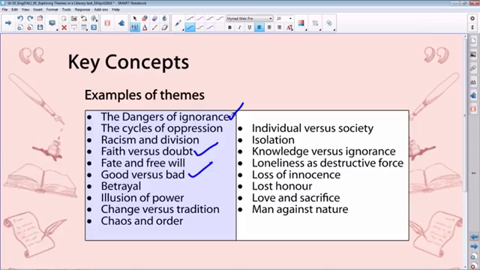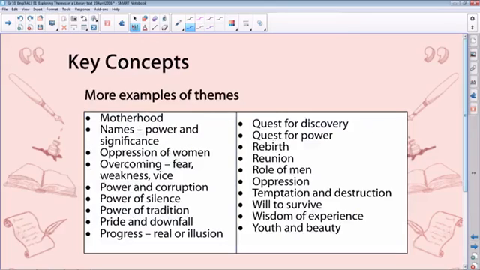Often you can see that a theme is in conjunction with another theme. So we have the contrast. Illusion of power, chaos order, loss of innocence, man against nature. Let's look at some more themes. So there's a load of themes on this list as well. Some examples, we have motherhood, we have the oppression of women, power of silence, progress, is it real or is it illusory, rebirth, oppression, etc., youth and beauty. So these are our lists.